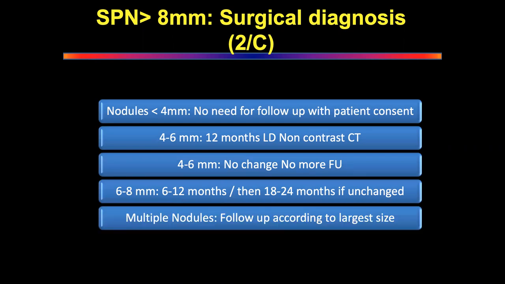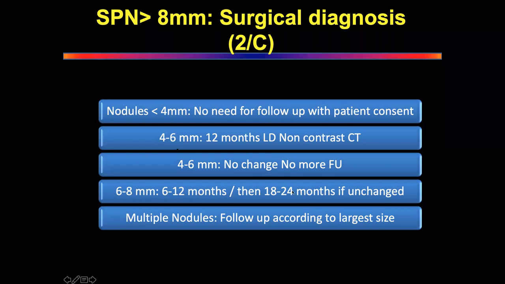This is exactly what I showed you earlier. See this slide, this is from that first slide that I showed. Sorry about the top. It's not more than 80 millimeters. It's just what are the indications for surgical diagnosis. If it is less than 4 millimeters, don't do anything. For 4 to 6, you do a 12-month low-dose non-contrast CT. 4 to 6, no change, no more follow-up. For 6 to 8 millimeters, you do 6 to 12 months and 18 to 24 months.